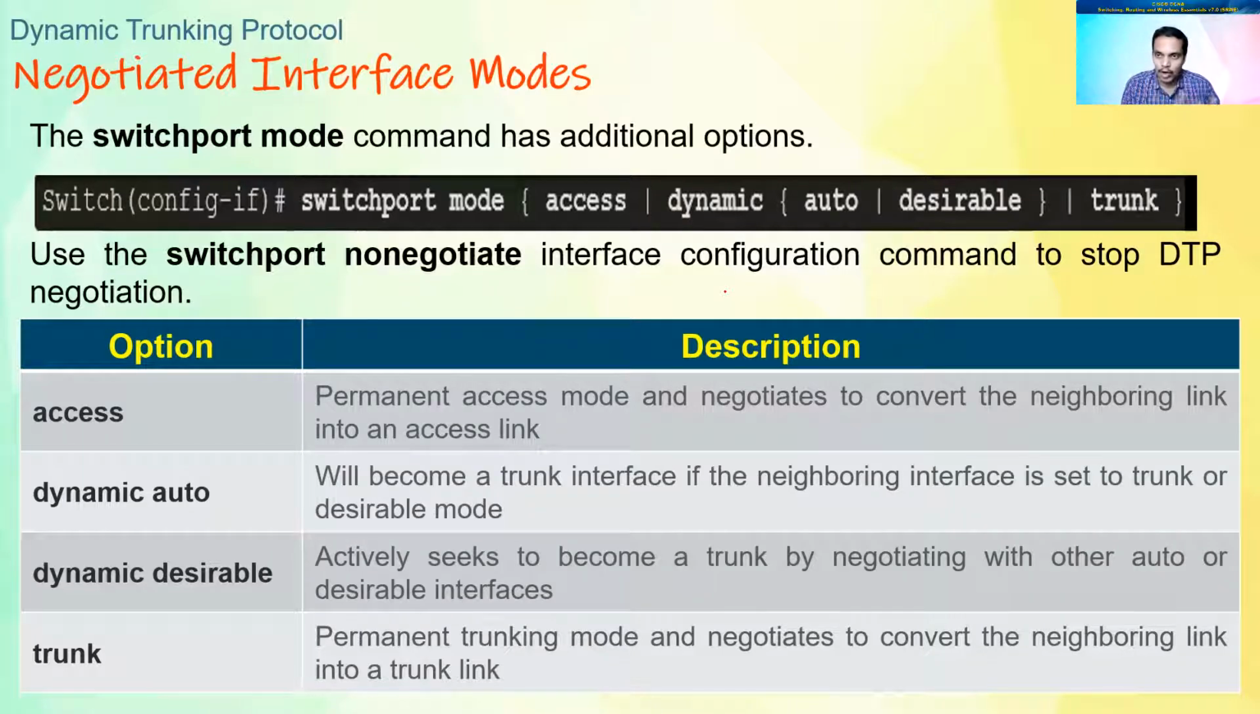If it is set to dynamic auto on one side, the link will become a trunk if the other side is set to trunk or in the desirable mode. If you set it to dynamic desirable, it will also try to become a trunk by negotiating with other auto or desirable modes. If you simply type in switchport mode trunk, that means you are permanently setting it into trunking mode, and it negotiates to convert the neighboring link into a trunk link. And if you type in dynamic, you are putting it in as auto or desirable.